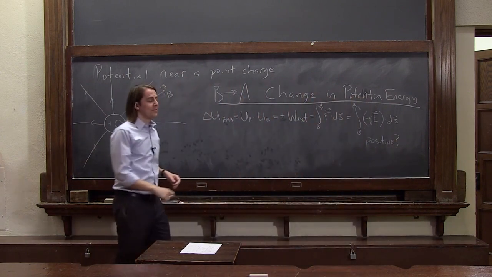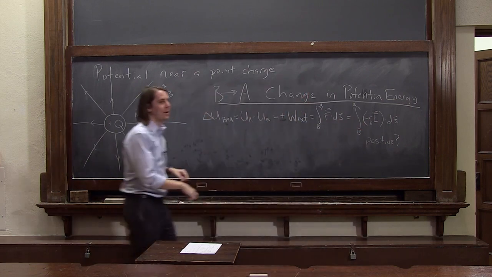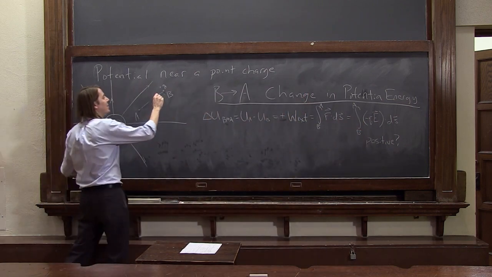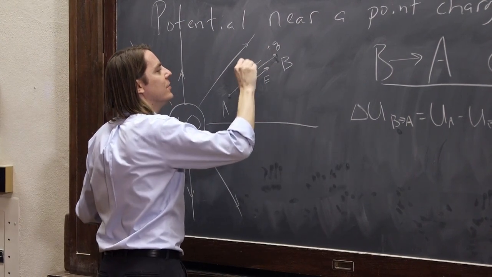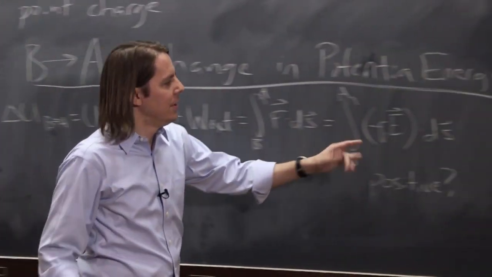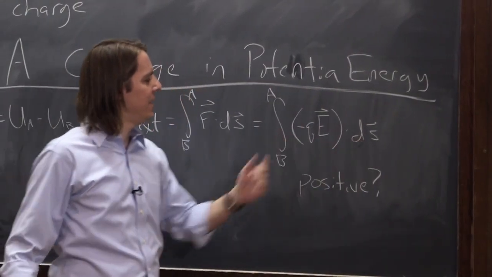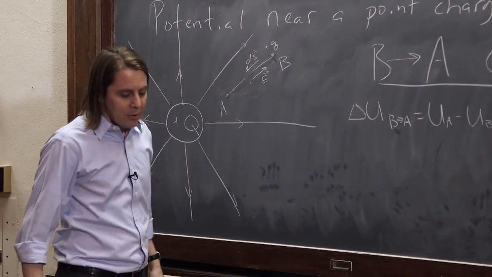And it looks like it's negative, right? We have a negative sign right here. But guess what? E and ds are in a different direction now. So if you actually were to calculate the integral, you have E going this way, and you have ds going that way. Since they're in opposite directions, this dot product will come out negative. It'll cancel that negative, and it will come out positive. Okay? So now we have our two delta U's.